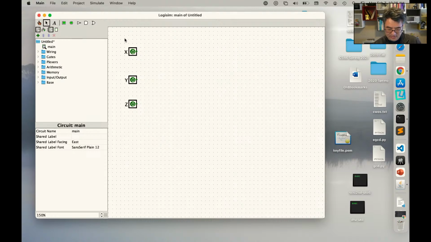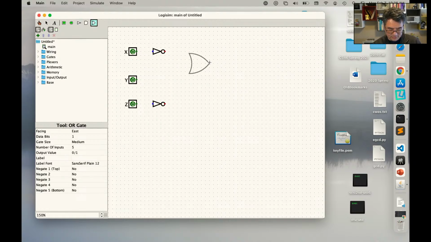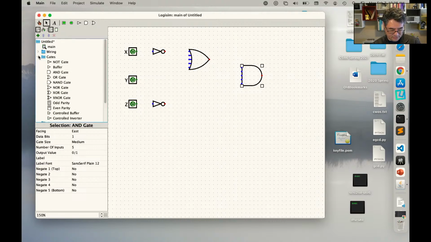And then we've got a NOT right here, and another NOT right here. There's an OR here. Got an AND on the end, and then we have a NAND that I need to put in here.